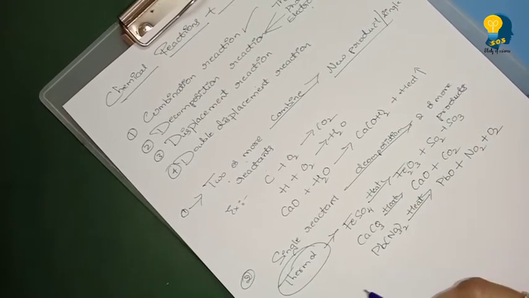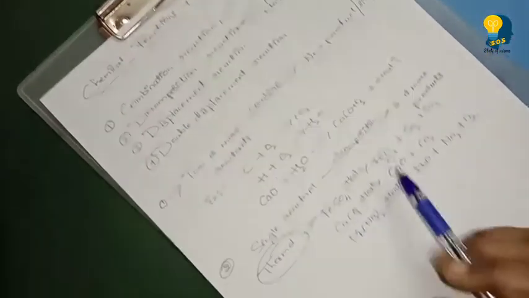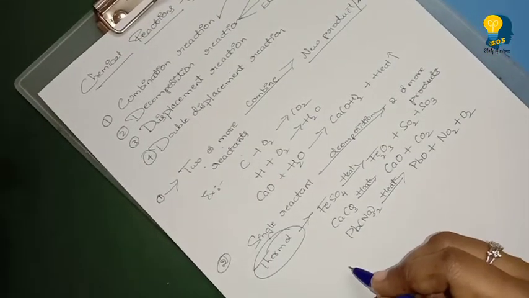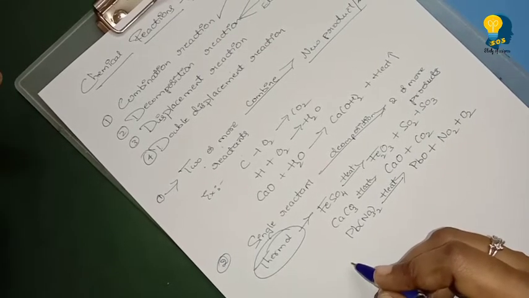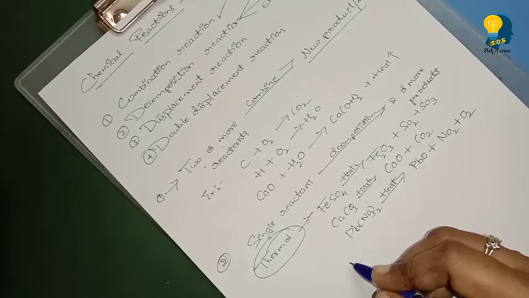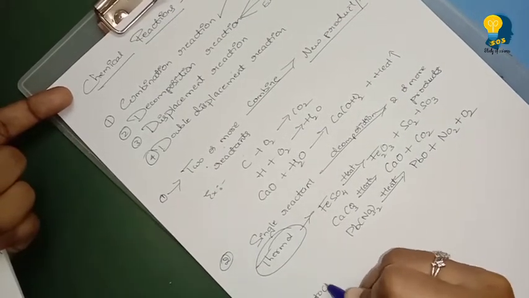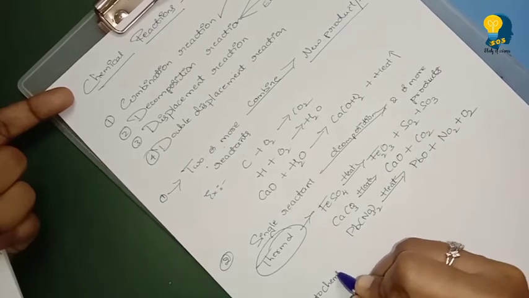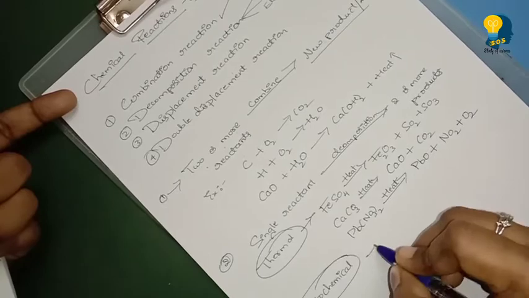Okay. So next type of decomposition reaction is photochemical. Photochemical means the reaction which is taking place in the presence of sunlight. Decomposition taking place in the presence of sunlight. Photochemical, it is also called as photolytic sometimes.